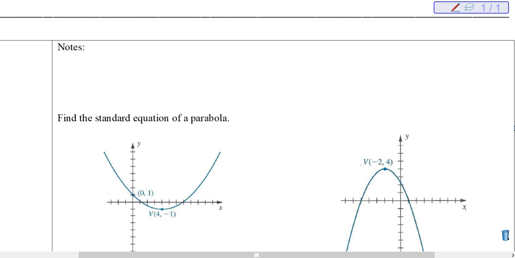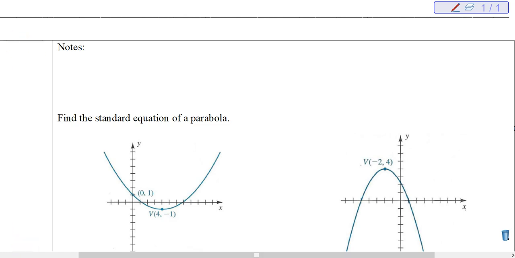Then we reviewed something we've done a lot of times, writing the equation of a line. And what were the two things you needed to write the equation of a line? Slope and a point. Slope and a point. Okay, so today we're going to add to that, writing the equation of a parabola or a quadratic. And to do that, you need the vertex and a point.